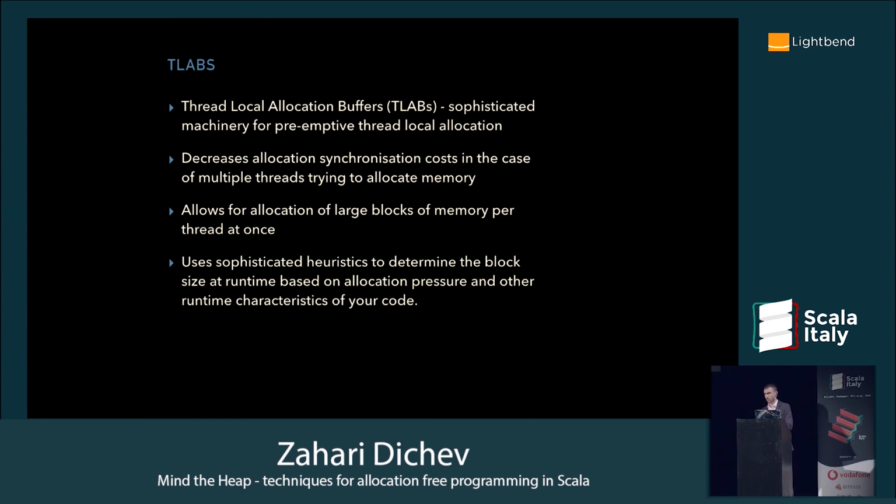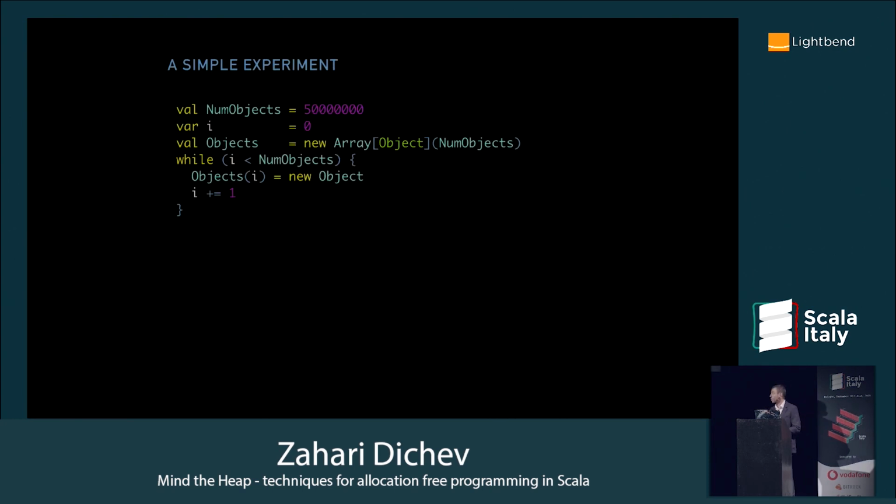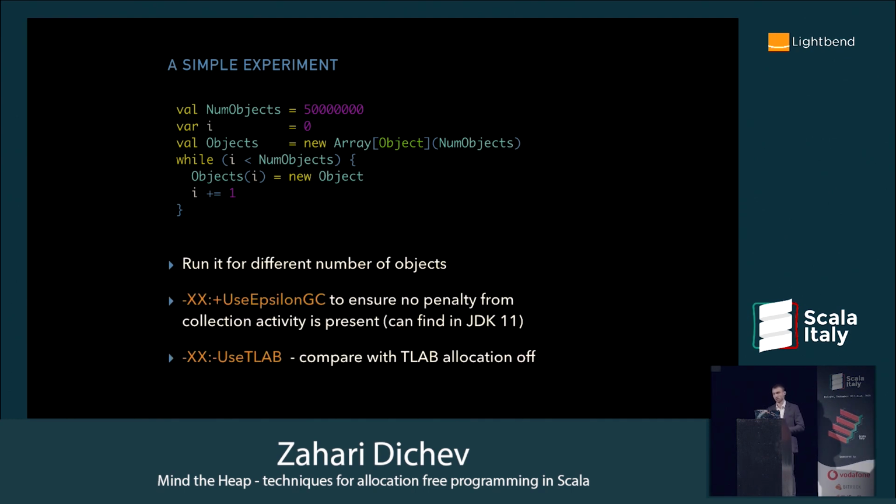Just to show you what sort of an effect that might have on performance, we can run a very simple experiment, right? This piece of code loops a bunch of times and allocates an array and tries to fill it with a bunch of objects. And if you run that and use the epsilon collector, which effectively ensures that you're not experiencing any kind of GC burden, we can run that code with TLABs off and on.